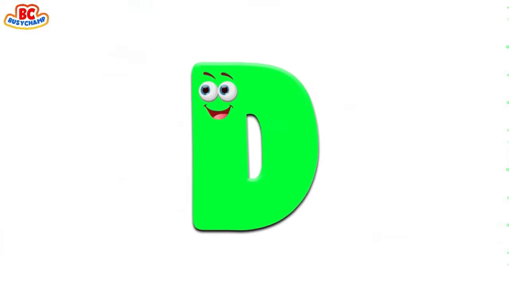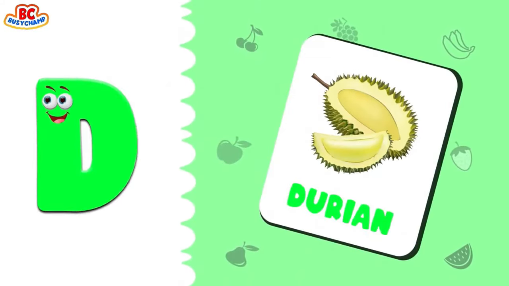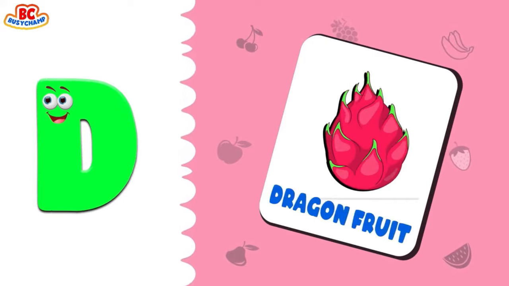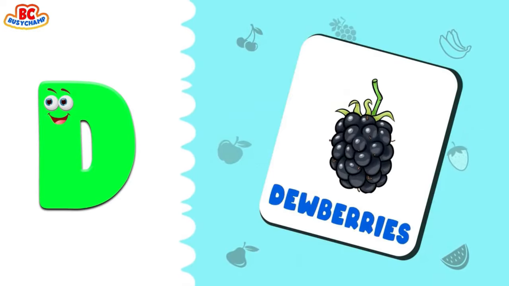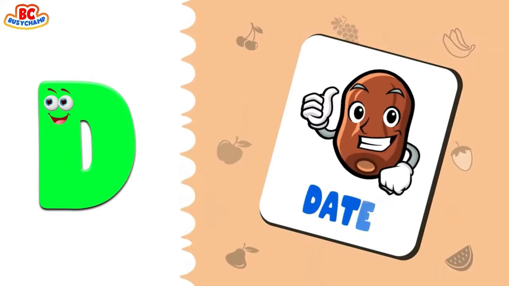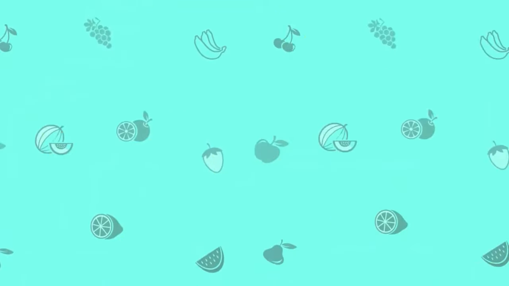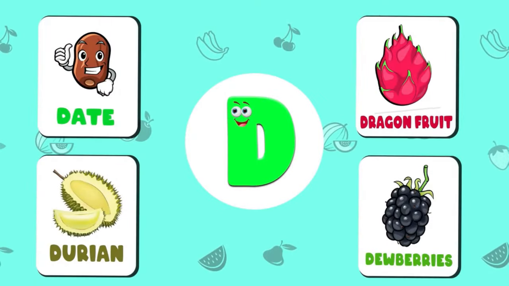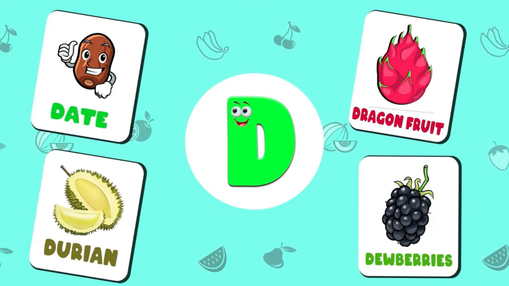D. D for durian. Durian. D for dragon fruit. Dragon fruit. D for dewberry. Dewberry. D for date. Date. Dragon fruit. Date. Durian. Dewberry.